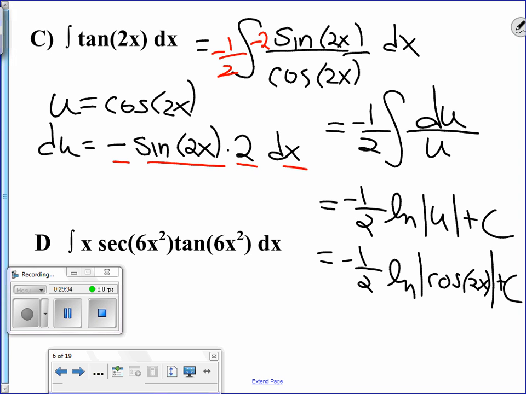No, we're not going to do d. But just tell me for d what your u would be. 6x squared. So if you want to try that one, you can, because then you'd only be missing a 12.